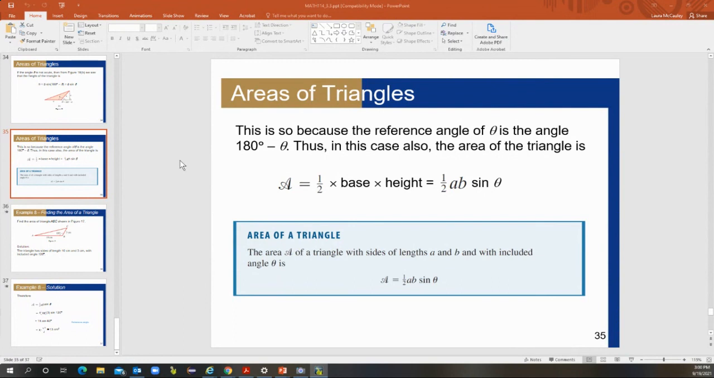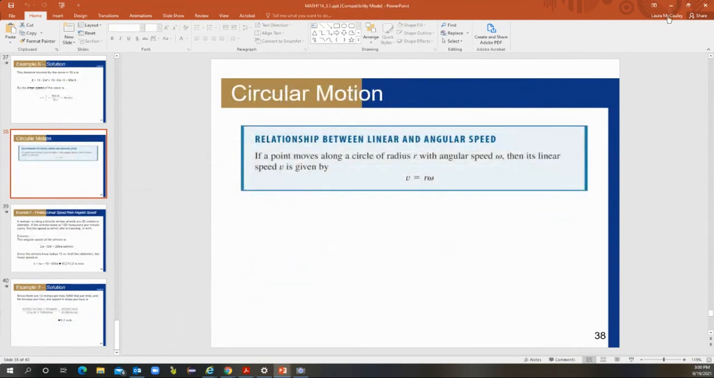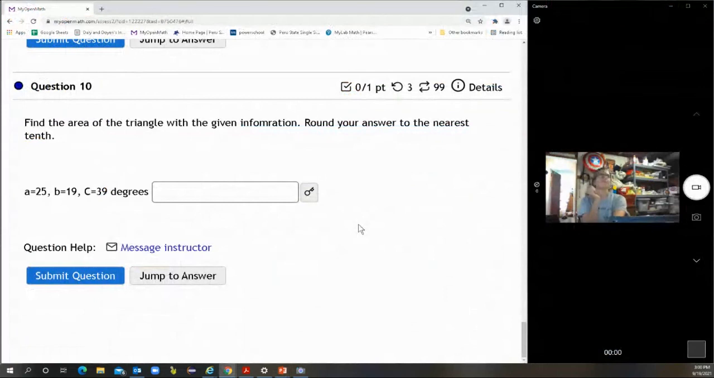So this is a nice formula, and it works very nicely. So 1/2 AB sine theta. This is the area of a triangle with sides of length A and B, and with the included angle, keep that in mind, the included angle has to be the theta. So let's look back at this one that we were doing.